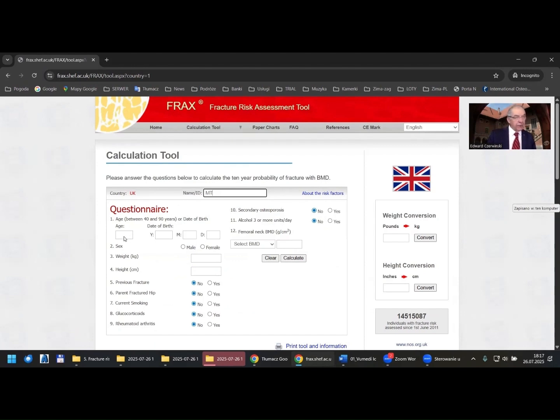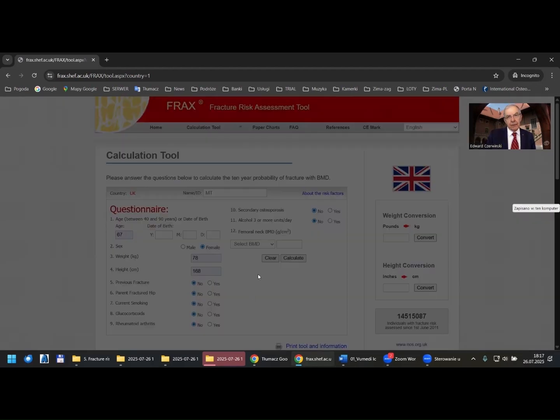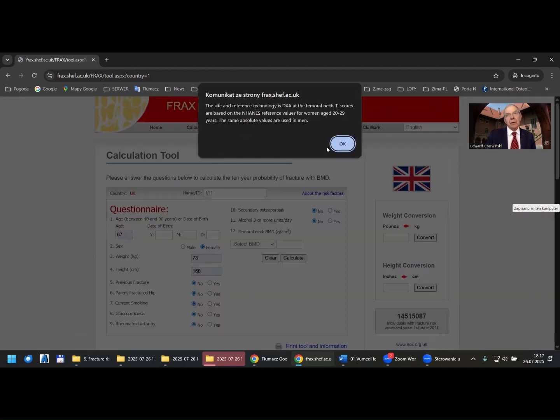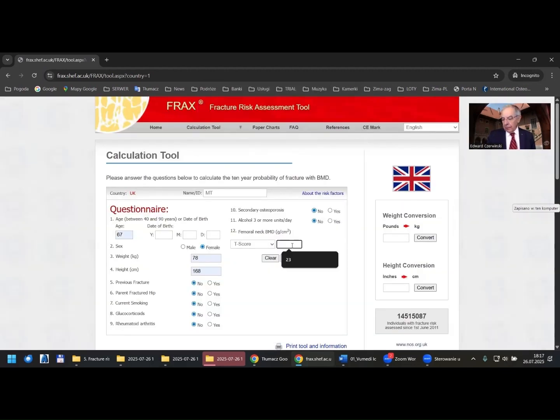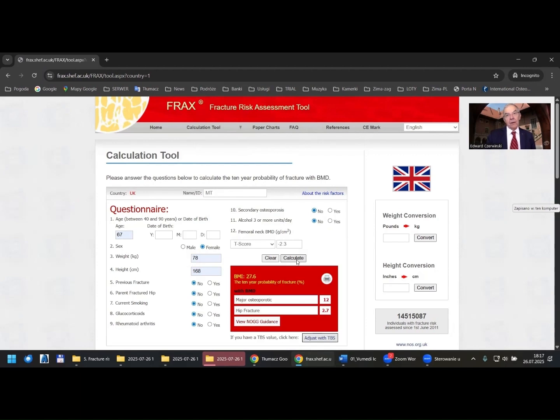She is at age 67, and she is female. Her weight is 78. Her height is 168. And here I will go for T-score. So I open that bar that has T-score, and I type minus 2.3. Means she has no osteoporosis. And here we go.